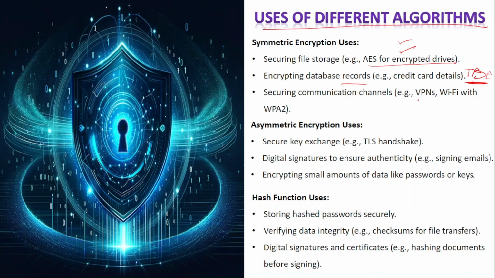Securing communication channel, that is VPN, Wi-Fi with WPA2. Asymmetric encryption is used for secure key exchange such as TLS handshake. Digital signature to ensure authenticity such as signing email. We will see this in a moment, how digital signature works. Encrypting small amounts of data like password or keys. So asymmetric can also be used for encryption, but for small amount of data, because it is slow as compared to symmetric encryption.